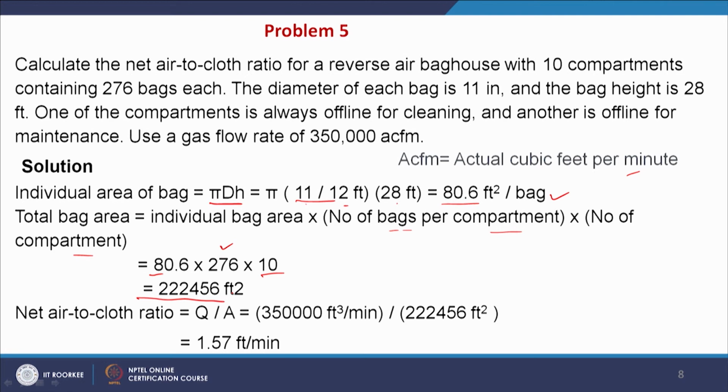Then net air to cloth ratio is equal to Q divided by A. So, Q is equal to 35,000 feet cube per minute, that is actual cubic feet per minute, divided by A, that is 2,224.56 feet square. So, here we are getting 1.57 feet per minute.